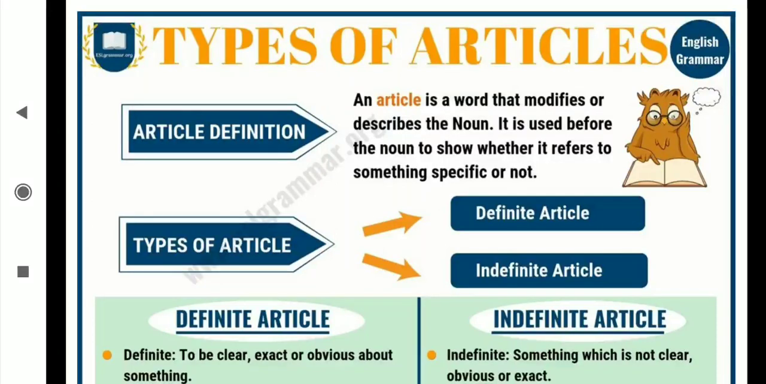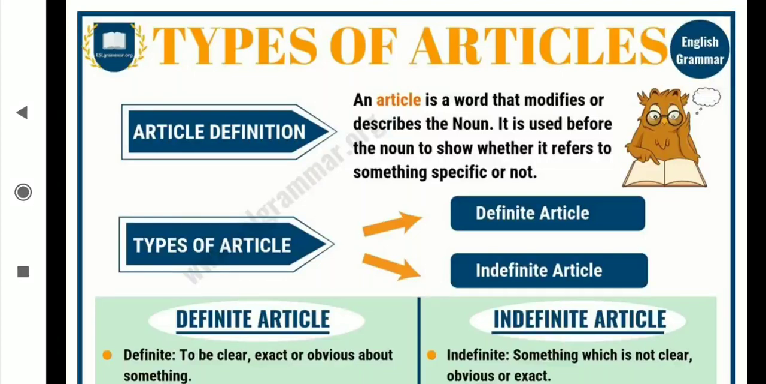Types of articles. Which categories, which kinds are there for the articles? First, we will say the article definition. An article is a word that modifies or describes the noun. Describing word means which is giving more information about the noun. It is used before the noun to show whether it refers to something specific or not. By this article, we understand that the thing, that person, that place, is it common or is it special?